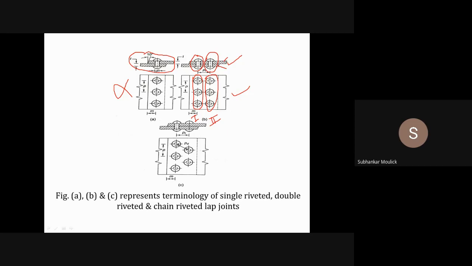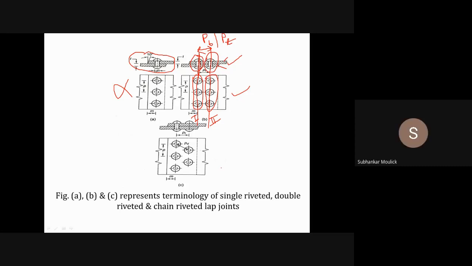If I consider the first row, this is the center line of the first row of rivet. And if I consider the second row, this is the center line of the second row of rivet. The intermediate distance between the center lines of the two rows of rivet is known as back pitch or transverse pitch, PT. Is it clear? Any doubt so far? Yes, sir. Clear.